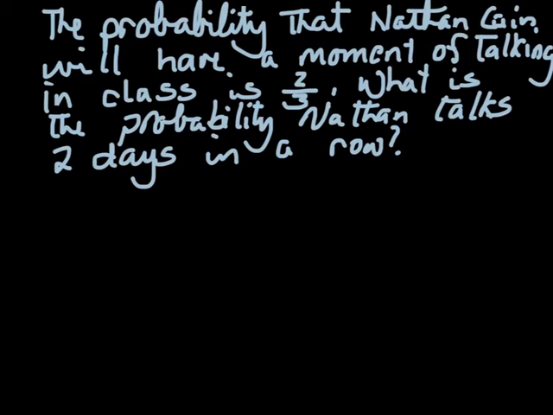And so finally, here's another problem. It says, the probability that Nathan Kane will have a moment of talking in class is 2 out of 3. What is the probability Nathan talks 2 days in a row? And so the question is, are these independent? Well, sure, if Nathan talks on one day, that doesn't really affect whether he talks or not on the next day. So you can assume independence here. So how would you write a solution to the problem?